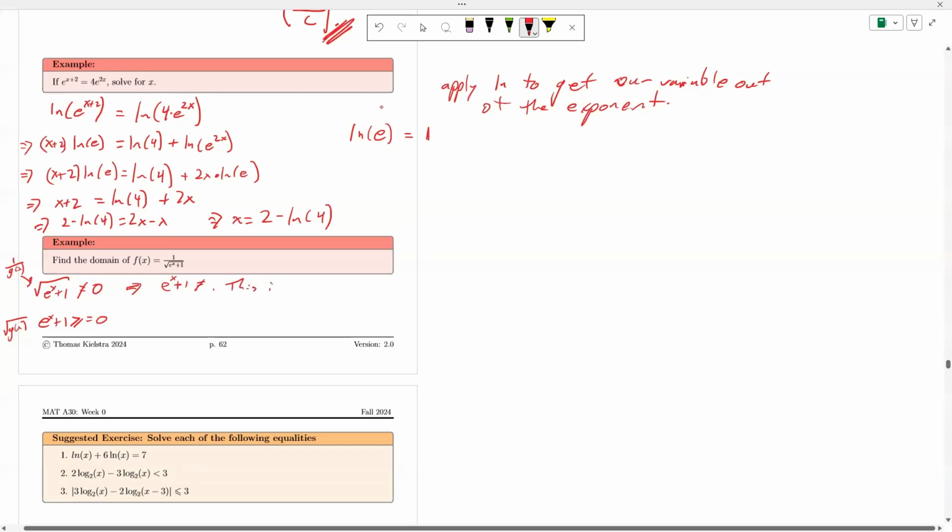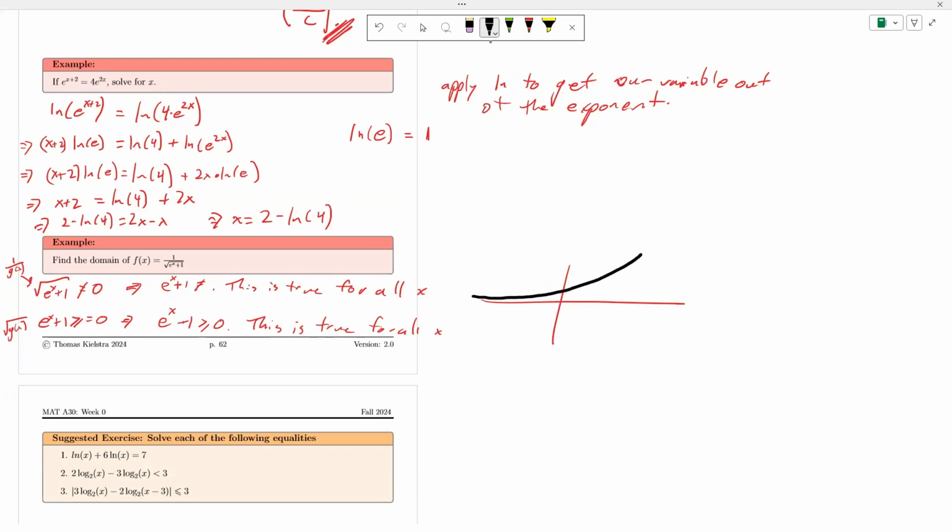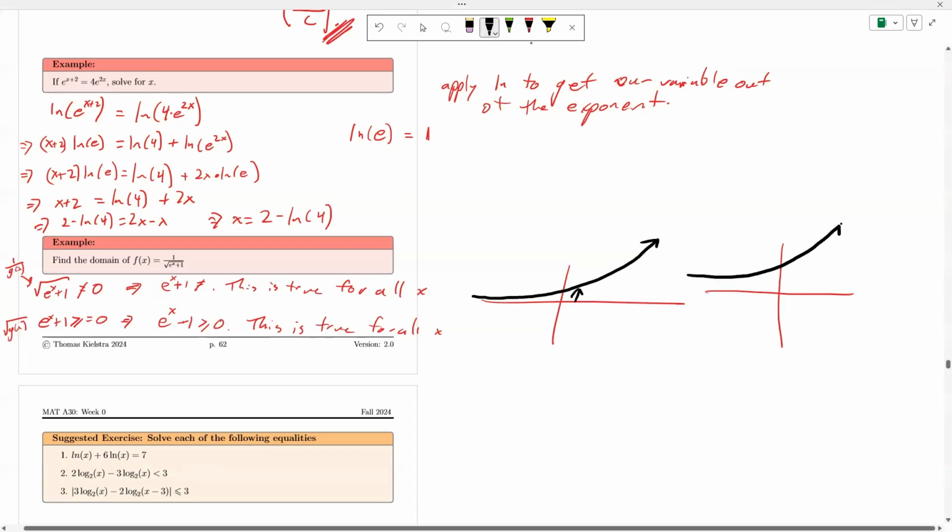And this is true for all x. Here, this implies that e to the x plus 1 is greater than or equal to 0. And this is also true for all x. And we can look at it by looking at the function e to the x, which is here. And we're going to move it up 1. So that gives us the function e to the x plus 1, which never equals 0.